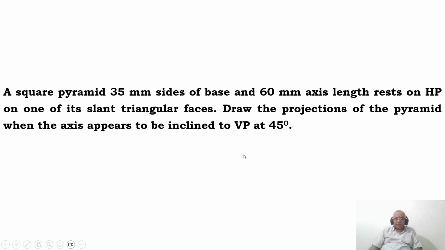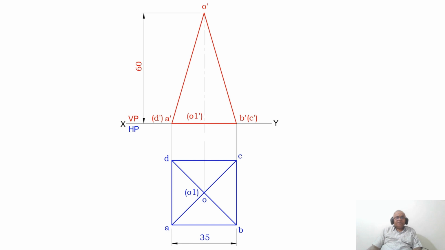To do this, first, since it is a square pyramid resting on one of its slant triangular faces, make the slant triangular face perpendicular to VP. So you can see that the slant triangular face is perpendicular to VP here in the front view. That is the reason why you are getting a line in the front view.